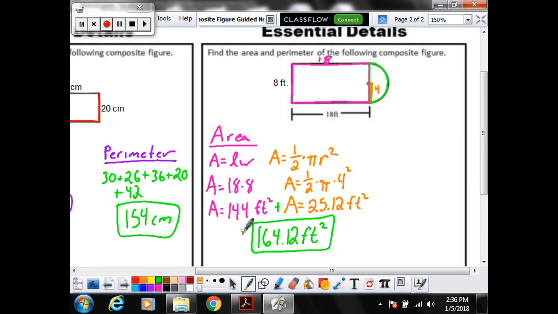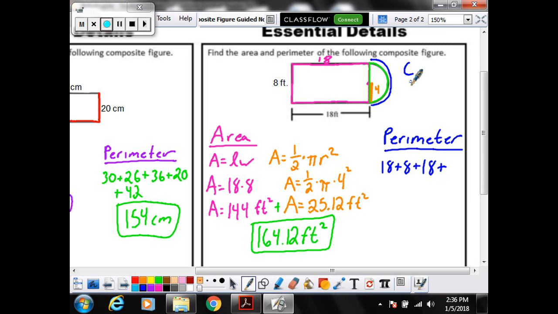Alright, so perimeter this time. Perimeter is going to be a little bit more work this time because we're going to have to find the circumference of the semicircle. So we have 3 of our sides. We have the 18, the 8, and the 8, but we do not have the distance around that circle. So we need to find the distance on the outside of that circle. So you can write down our 18 plus the 8 plus the 18, but we're missing that last side. And so that's where the circumference formula is going to come into play.